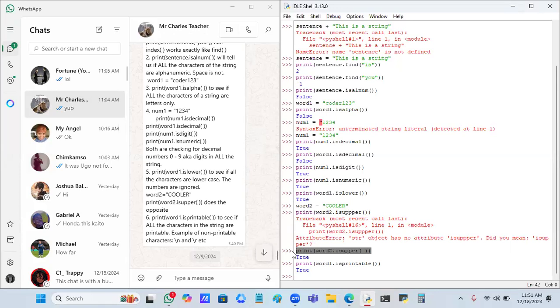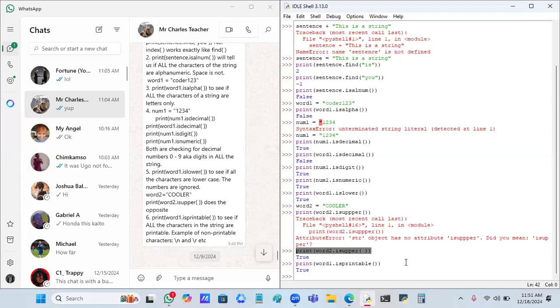All right. So you know why that one is showing true, right? All the characters in the string are uppercase letters.